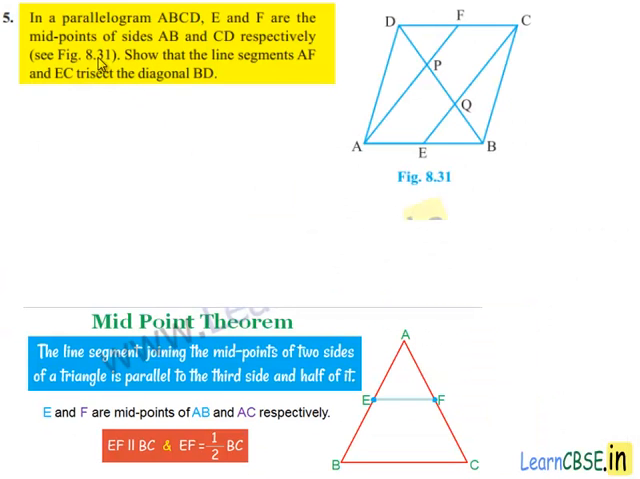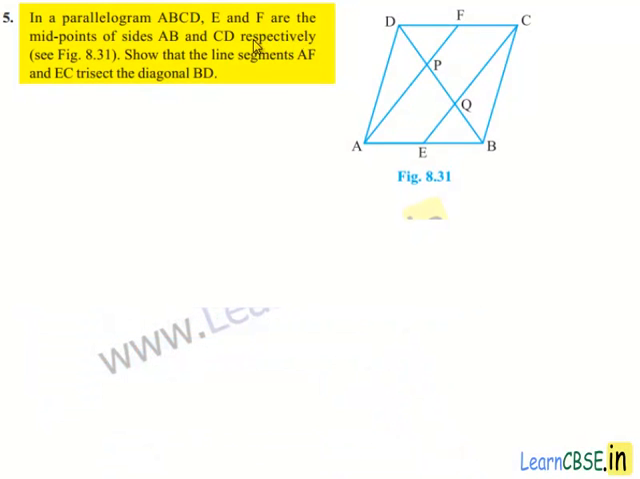Moving on to fifth question. In a parallelogram ABCD, E and F are the midpoints of sides AB and CD respectively. Show that line segments AF and EC trisect the diagonal BD. Now moving on to solution.